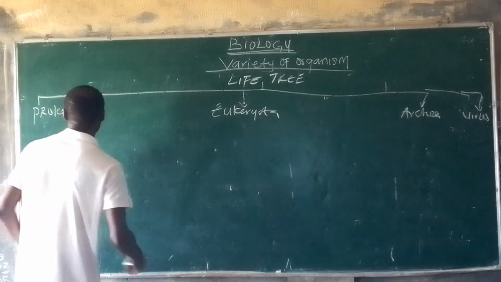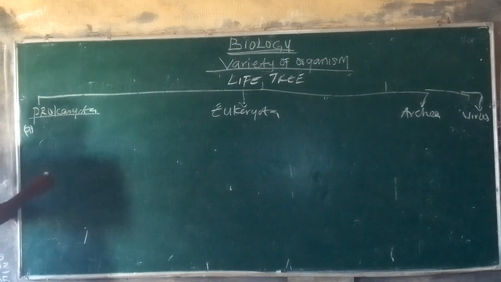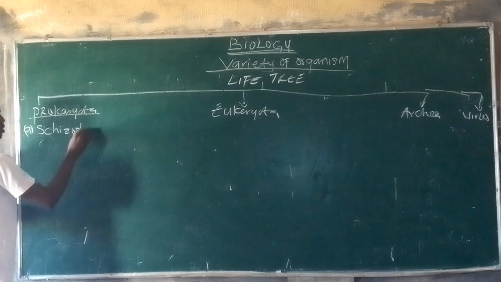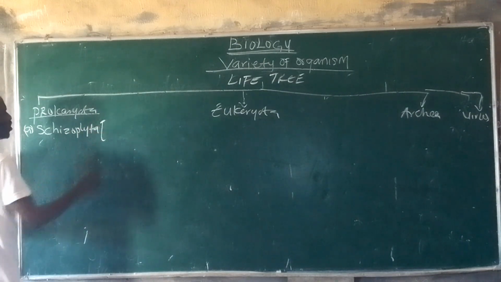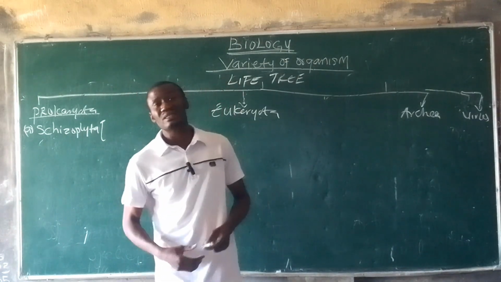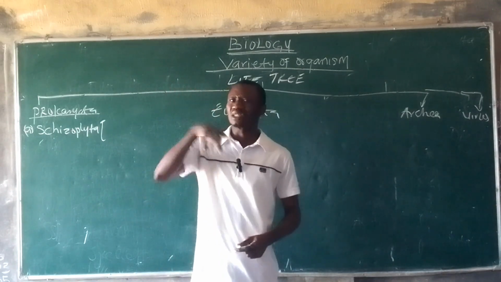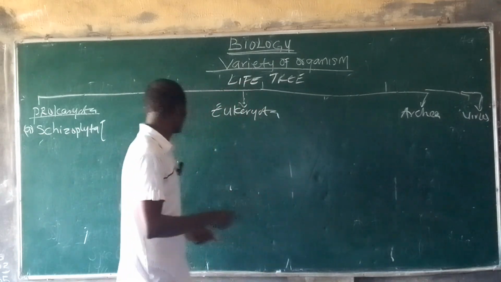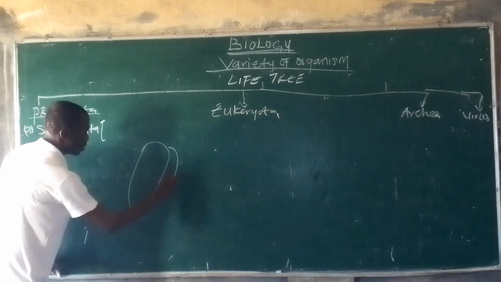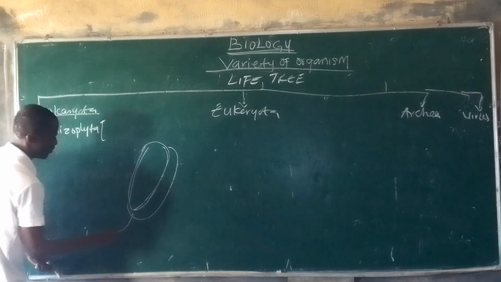Prokaryota and eukaryota. Now, the prokaryota is subdivided, or has a subphylum known as Schizophyta. So, these Schizophyta are basically bacteria. Alright? Now, that means that bacteria have no true nucleus. If you look at the shape of a bacterial cell, let me show you. It's like this, with the flagella.